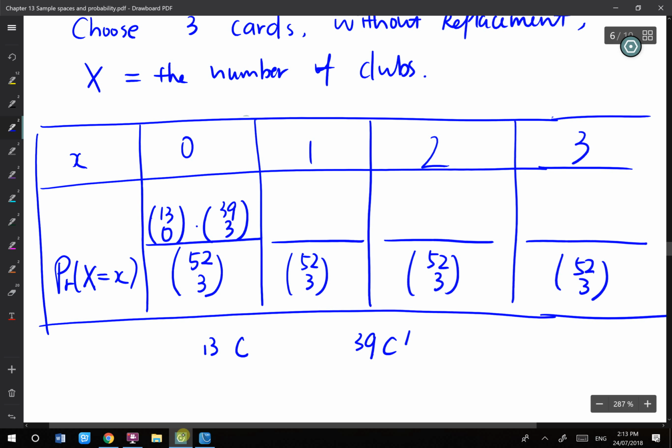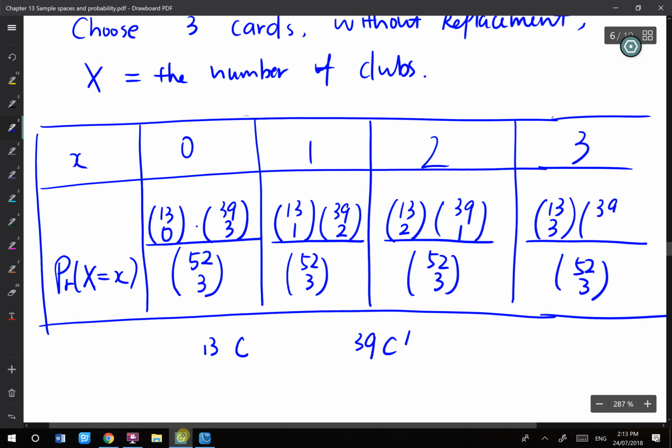Similarly, in the next case, I want X equals 1, which is 1 club. So I want to get 1 from the 13 group, and 2 from the 39 group. For X equals 2, I want to get 2 from the 13 group and 1 from the 39 group. And the last one, I want to get 3 from the 13 group and 0 from the 39 group. That's the numerator.